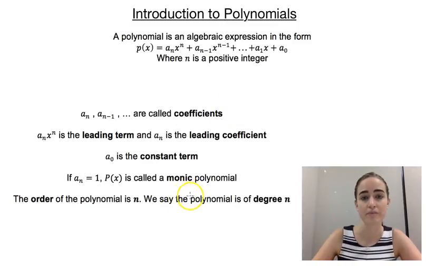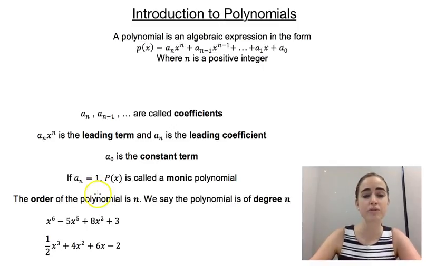constant term. If a_n equals 1, so that first coefficient in front of the highest power of x is just 1, then it's called a monic polynomial. And the last one is the order of the polynomial is n, so that highest power. We can also say that the polynomial is of degree n.